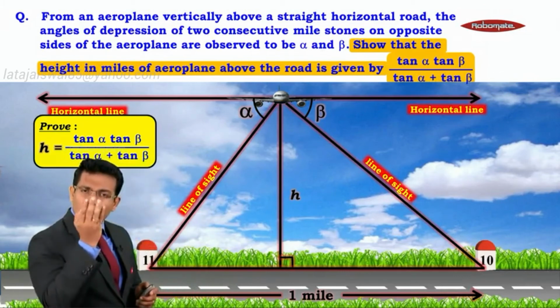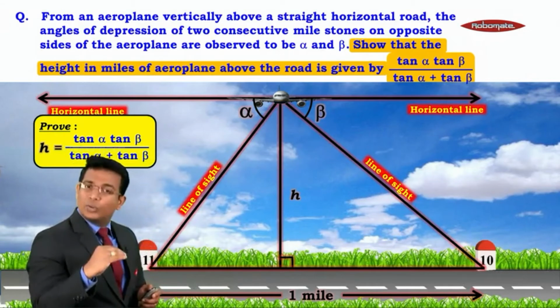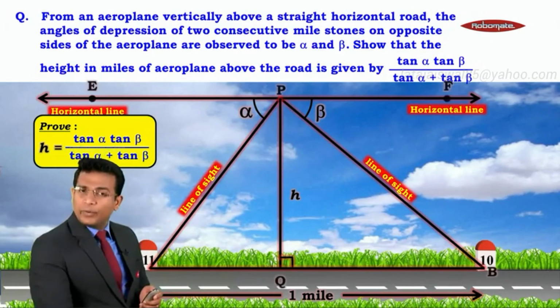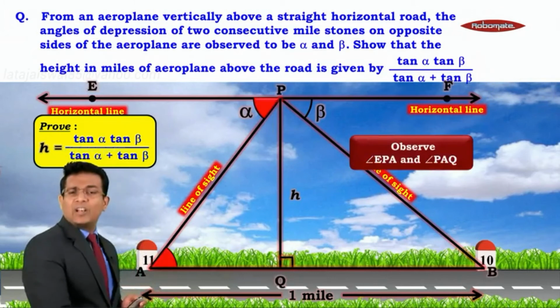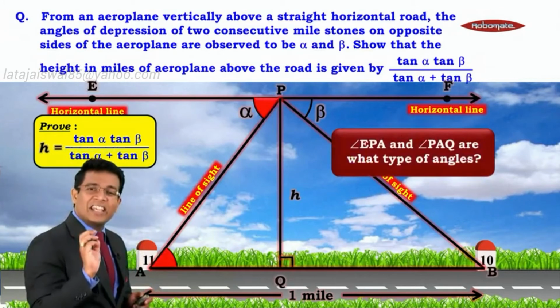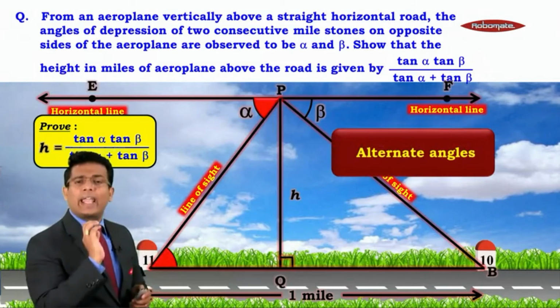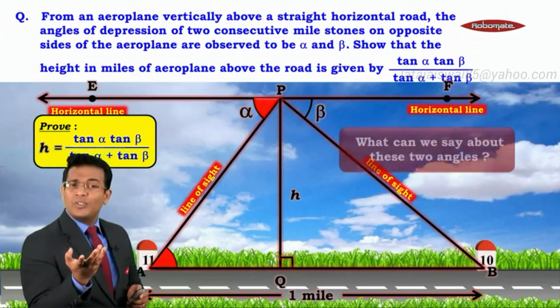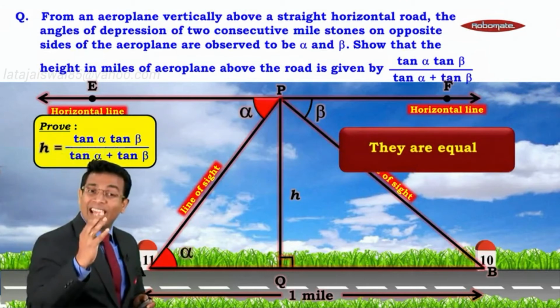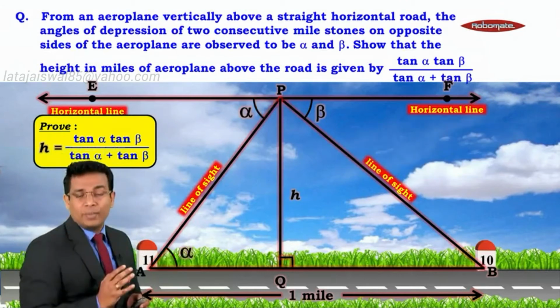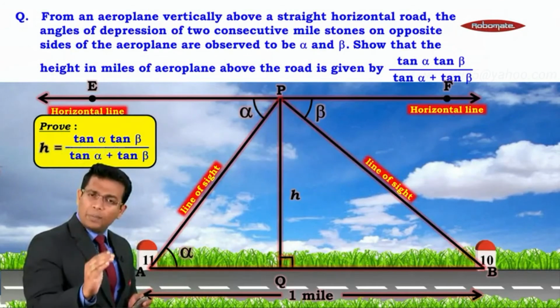First of all, let's get those angles into the triangle now. Observe very carefully. If you look at this, observe angle EPA and angle PAQ. What type of angles are they? They are alternate angles. What can you say about them? These angles are going to be equal, because the lines are parallel, so alternate angles will be equal. So we got the angle PAQ as alpha.